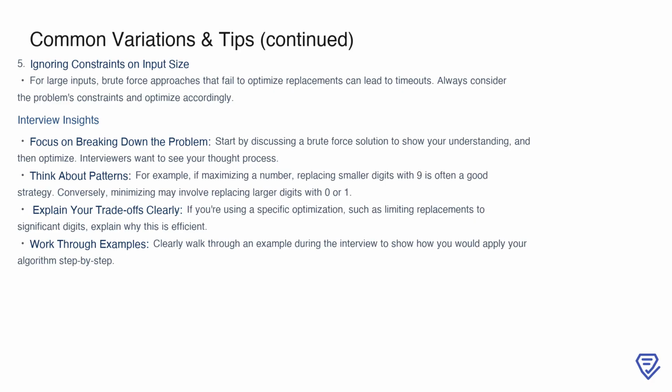Also, think about common patterns in the problem. For instance, when maximizing a number, replacing smaller digits with 9 is usually a good strategy. For minimizing, you might consider replacing larger digits with 0 or 1.